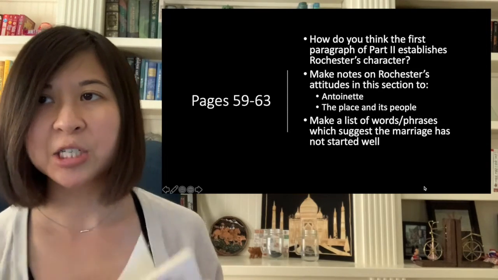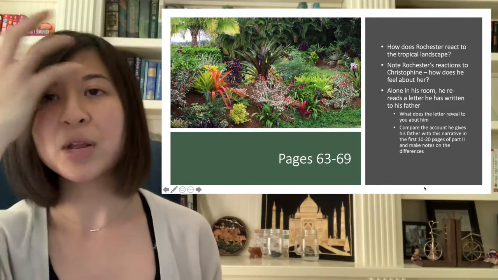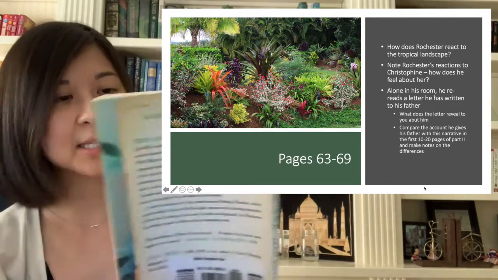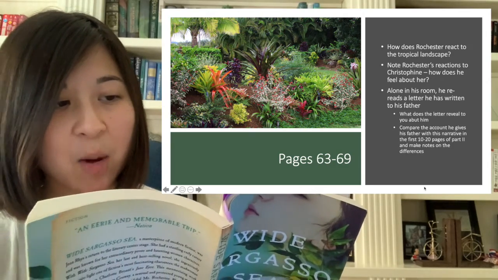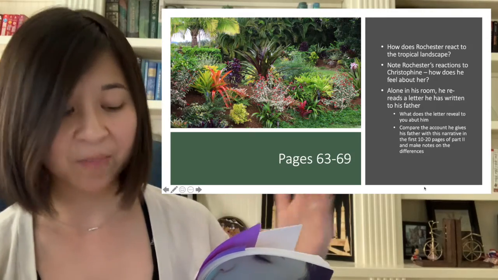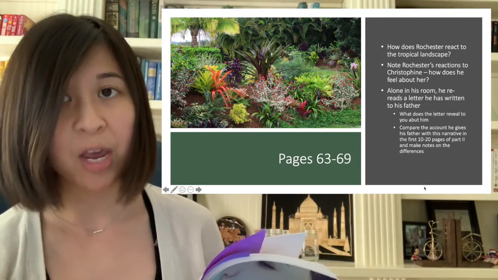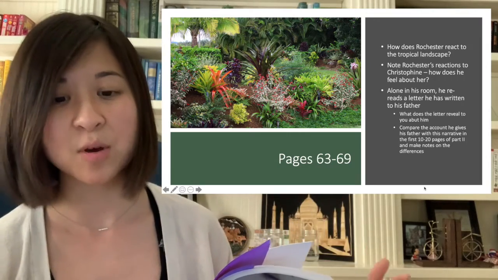So the next couple of pages, 63 to 69 essentially, things again I want you to note is how he reacts to the tropical landscape. On page 63, where the paragraph starts, "the road climbed upward," I want you to note and establish that pages 59 to 63 are essentially where they are honeymooning. That's the first pages of their honeymoon.